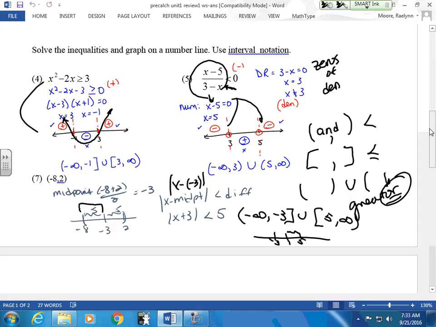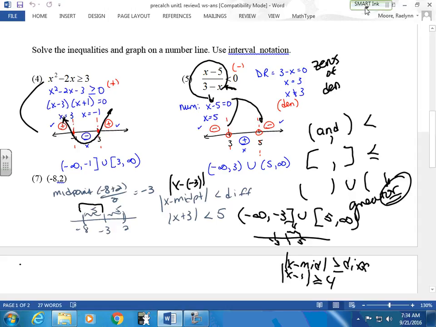What's the distance, the difference from here to here? 4. So x minus the midpoint, and here's my difference. And now here's my inequality. But because I used a hard bracket, this has an equal sign. A great-or is my or statement. So x minus my midpoint greater than or equal to 4. A great-or is an or statement. This is an and. Okay, it just keeps everything right in here.